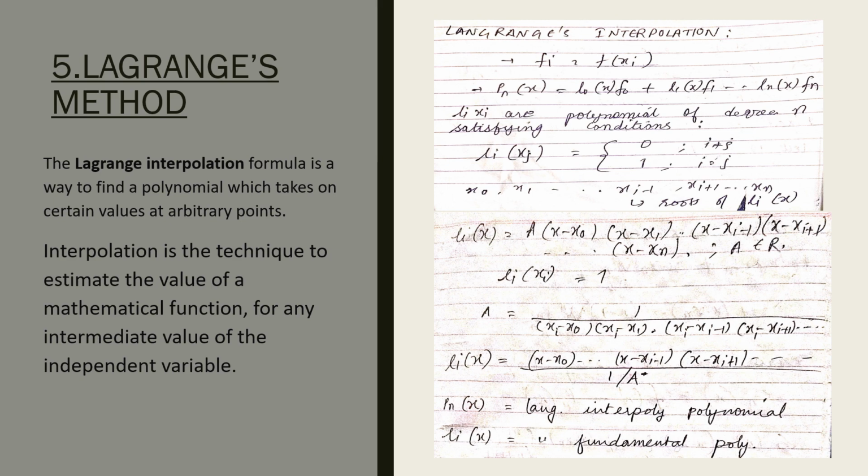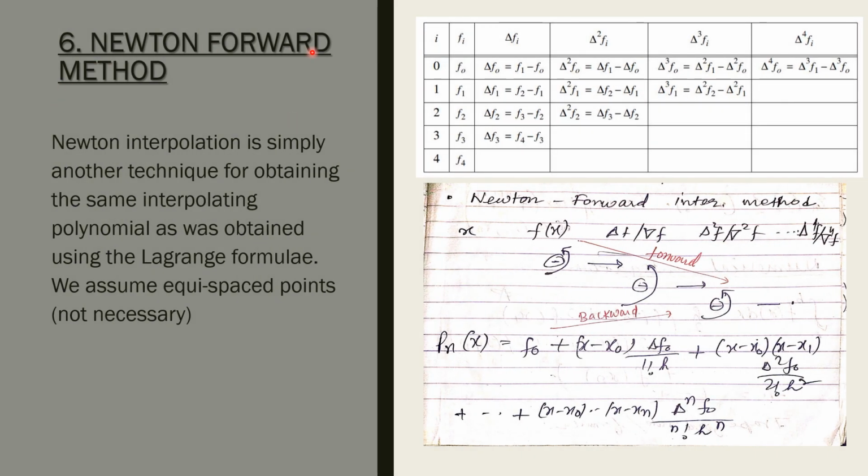So next is the Newton forward method. It's simply another technique for obtaining the interpolation polynomial. It is mainly for equispaced x, not necessarily, but mostly we use it for that. Now, first of all this is the Newton forward interpolation method. The x values will be given and the corresponding f(x), and you have to find the differences, squared, to the power 4, till we get a single digit.